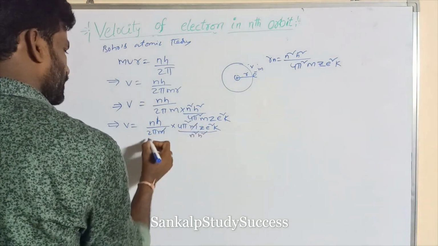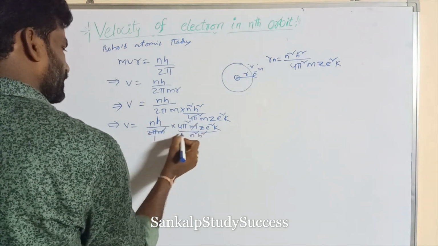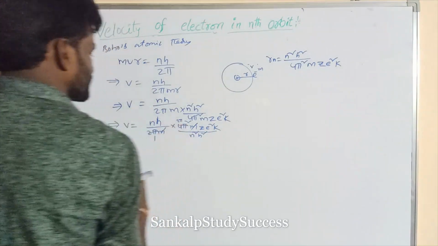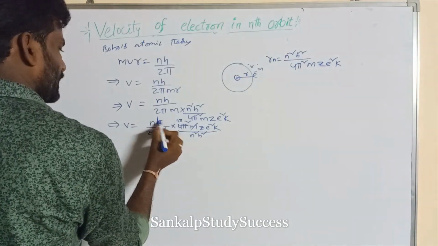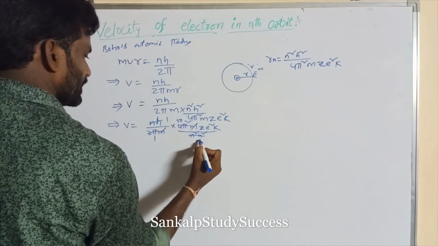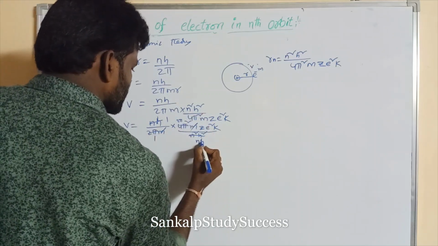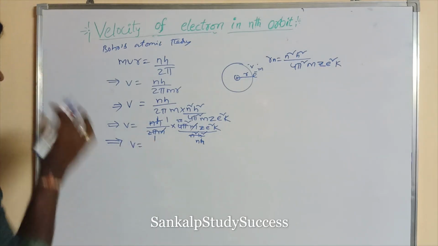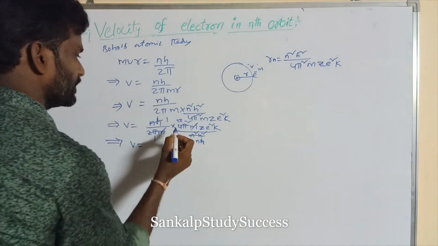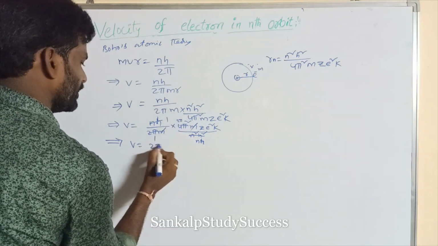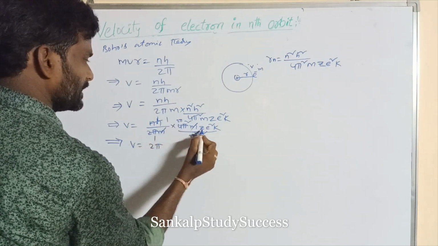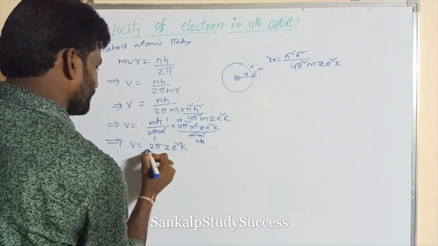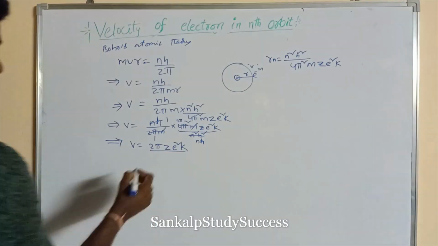m cancels, 2 pi with 4 pi square, and nh with n square h square. What is the remaining value? v is equal to 2 pi, m is cancelled, and remaining z e square k by nh.